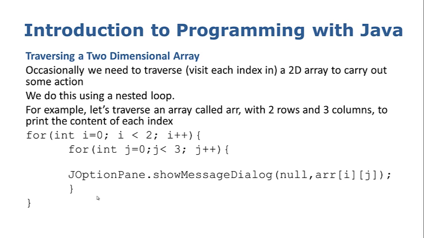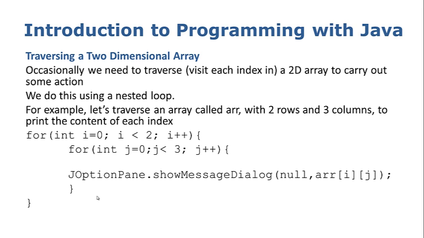So here we declare int j equals 0, continue so long as j is less than 3 because we want 3 columns, and we increment our j++. To print the content of each element in this array, we have JOptionPane.showMessageDialog, null, comma, then R to refer to the array, and i in the first set of square brackets and j in the second.